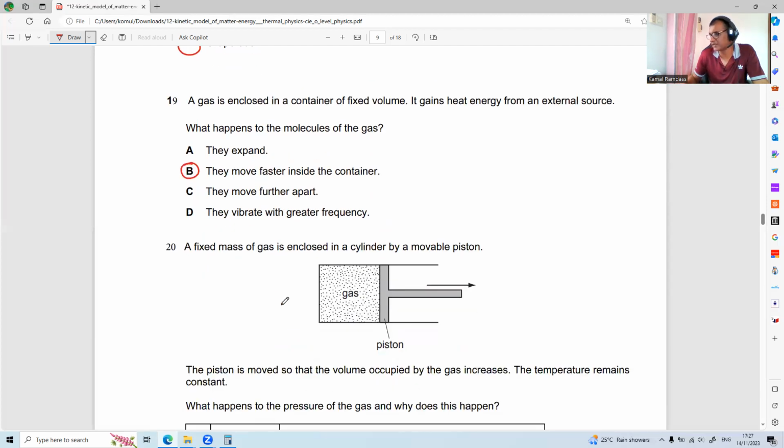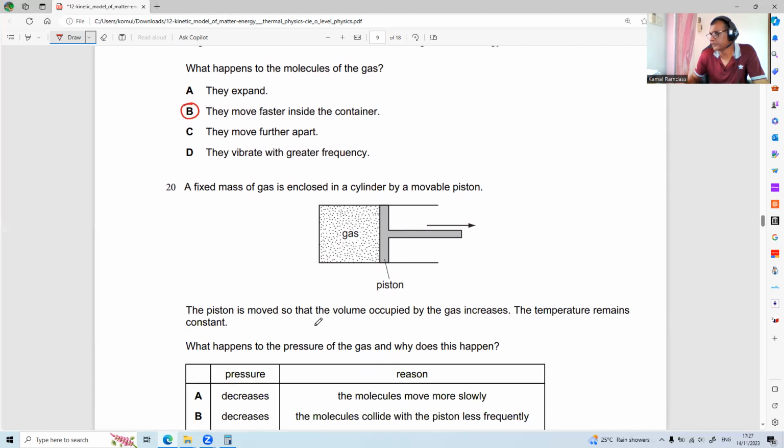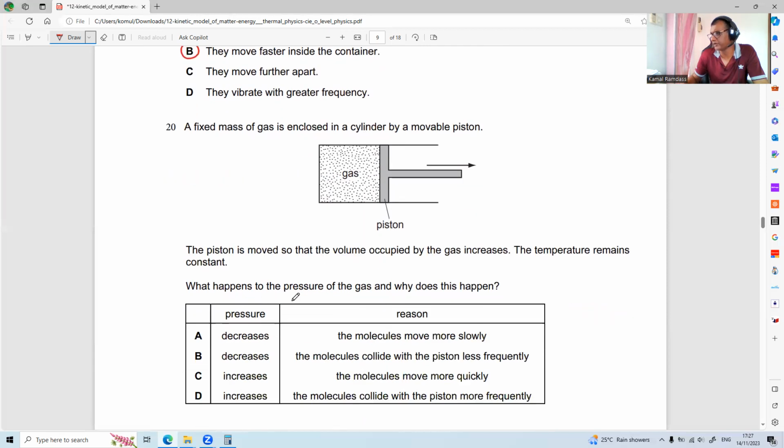A fixed mass of gas is enclosed in a cylinder by a movable piston. Okay? The piston is moved so that the volume occupied by the gas increases. The temperature remains constant. Okay, what happens to the pressure of the gas and why does this happen?